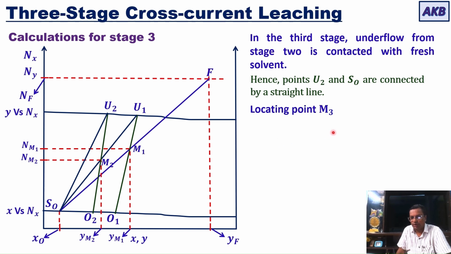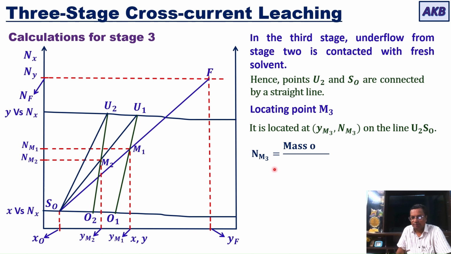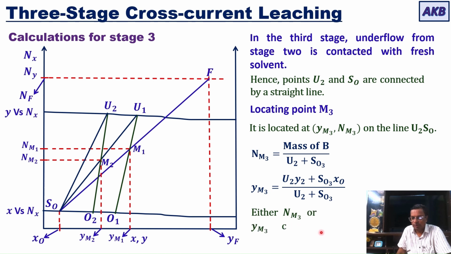Now you have to locate point M3. It is located at YM3, NM3 on the line S0 U2. NM3 is mass of B upon U2 plus S0 3. In order to get NM3, you can use this equation, and in order to get YM3, you can use this equation: U2 into Y2 plus S03 into X0, divided by U2 plus S03. So either you can use NM3 or YM3 for locating point M3. I'm going to use NM3.